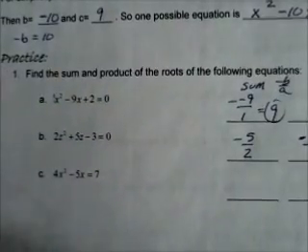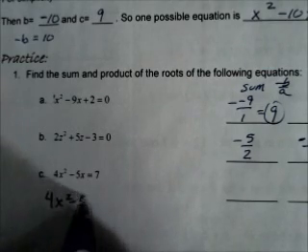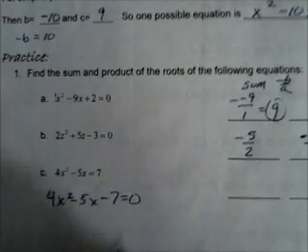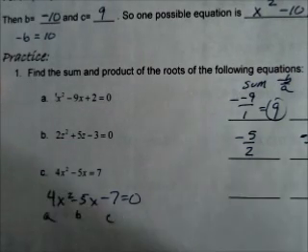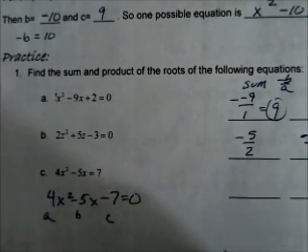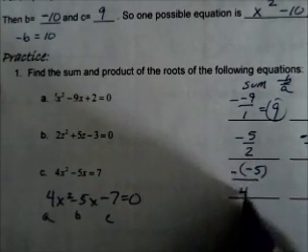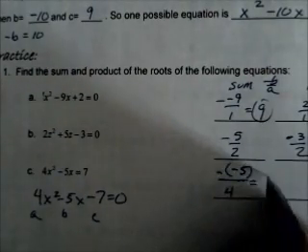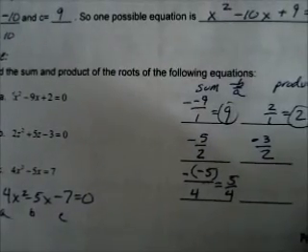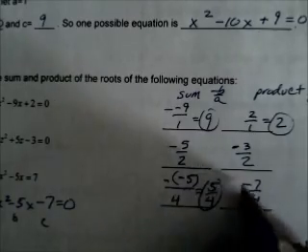And C, let's put this in standard form first. Subtract 7, 4x squared minus 5x minus 7 equals 0. So A is 4, B is negative 5, and C is negative 7. So for sum, we want negative B, so this would be negative negative 5 over 4. And negative negative 5 is positive, so that would be equivalent to 5 over 4. And product, C over A, negative 7 over 4, is just that, negative 7 over 4.